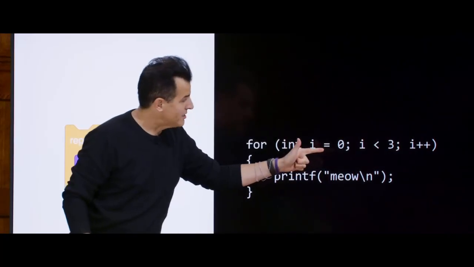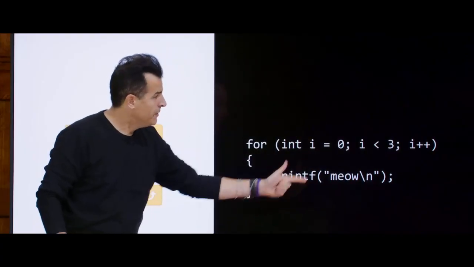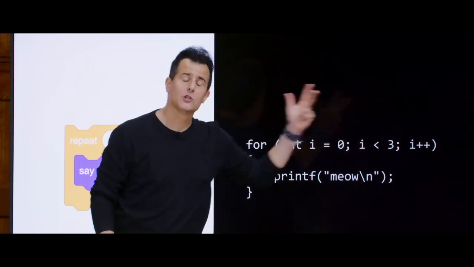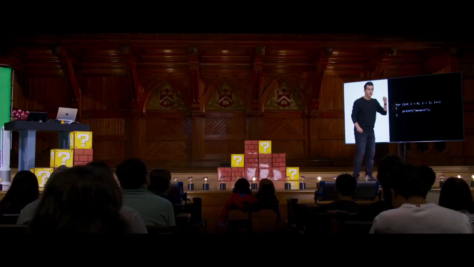And C increments i to 2. Is 2 less than 3? Yes. So we meow again. i gets incremented to 3. Is 3 less than 3? No. So the for loop stops.